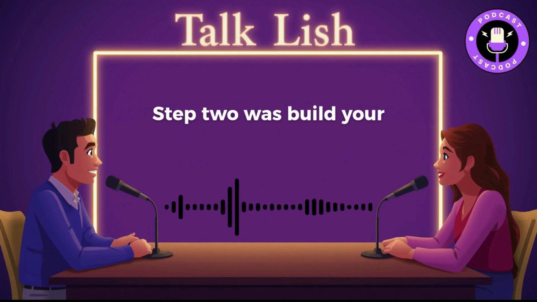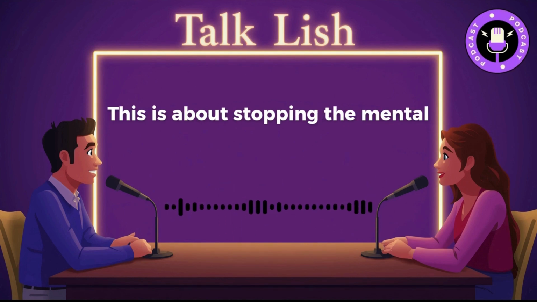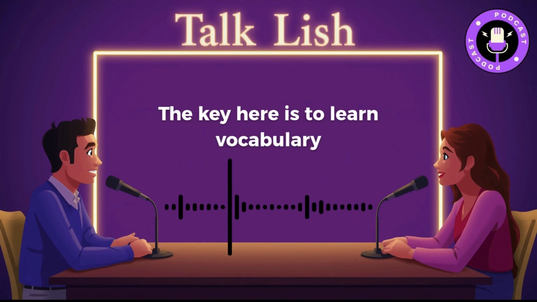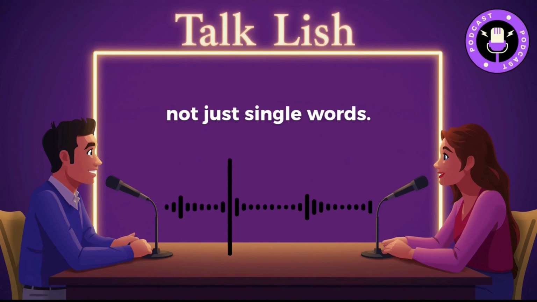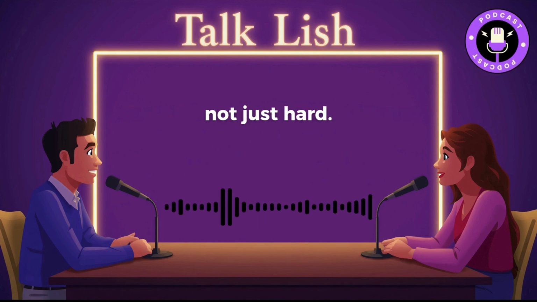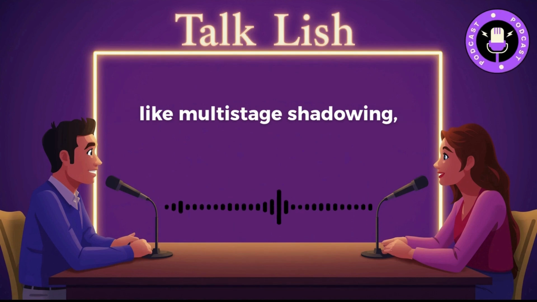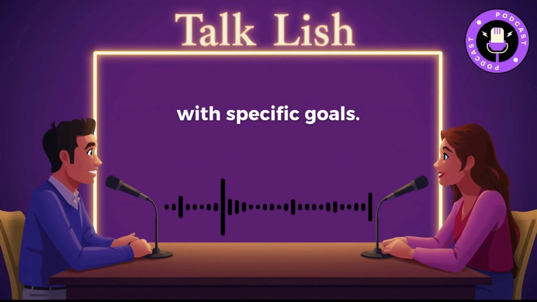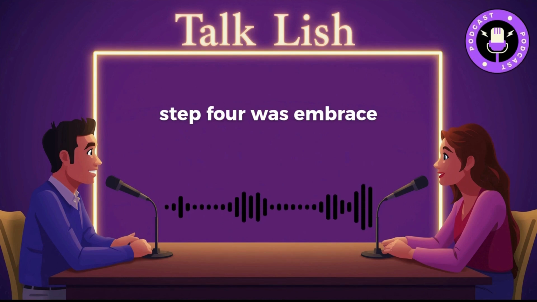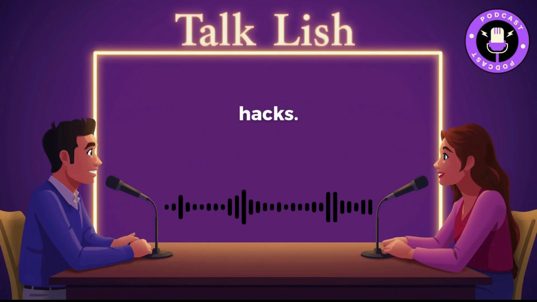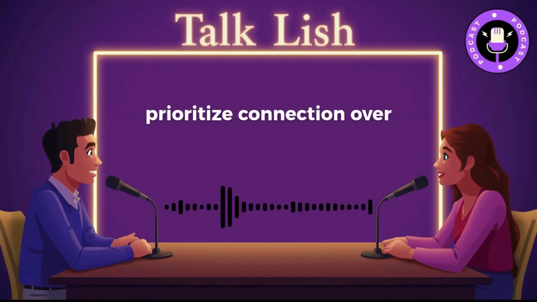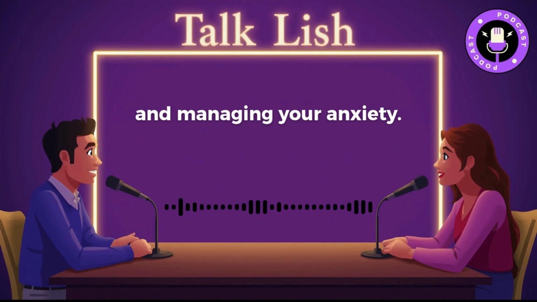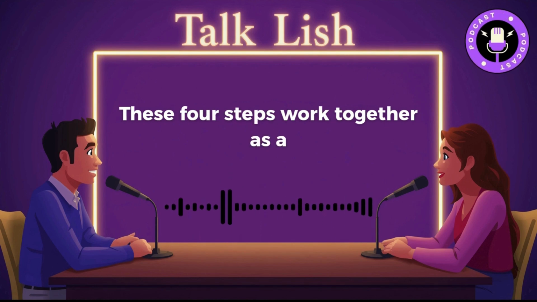Step 2 was build your response reflex. This is about stopping the mental translation and building a library of ready-made chunks and collocations. The key here is to learn vocabulary in phrases, not just single words. Step 3 was practice smart, not just hard. This means using targeted drills like multi-stage shadowing, thinking in English to eliminate translation, and having structured conversations with specific goals. And finally, step 4 was embrace imperfection and use fluency hacks. This is about changing your mindset to prioritize connection over perfection, using tools like fillers and repair strategies, and managing your anxiety.